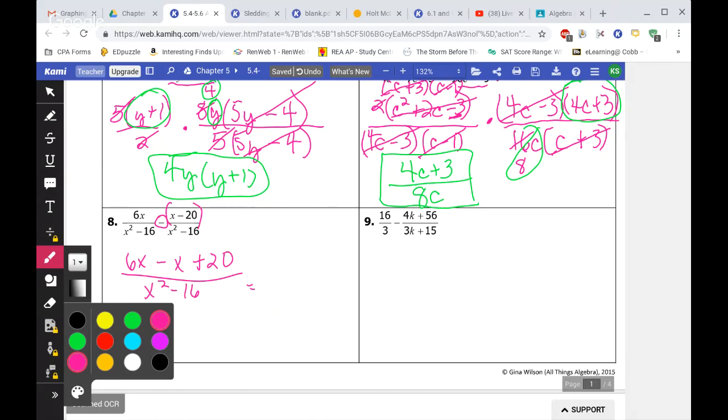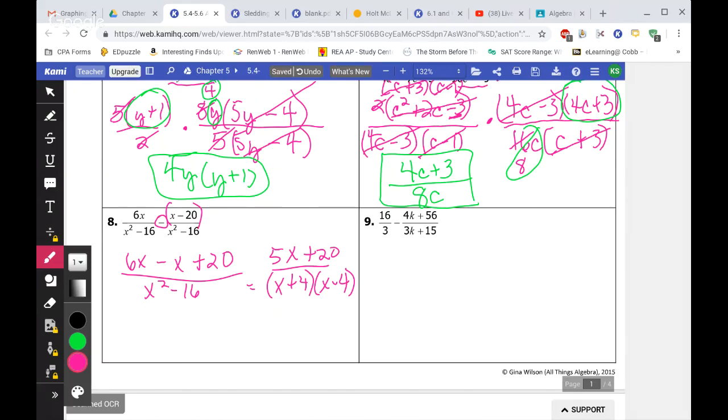So this then becomes 5x plus 20 all over, and we're going to go ahead and factor that. That's going to be x plus 4, x minus 4. And now we can factor the top, and we can factor a 5 out, and that becomes x plus 4. So x plus 4, x minus 4. And then we don't cancel until the very last step in addition and subtraction.